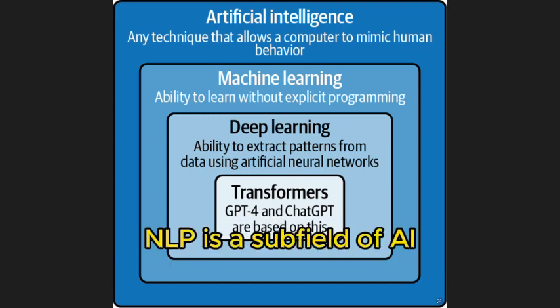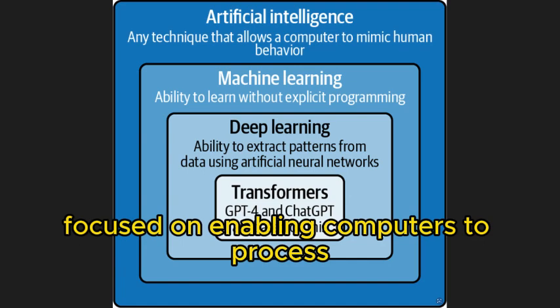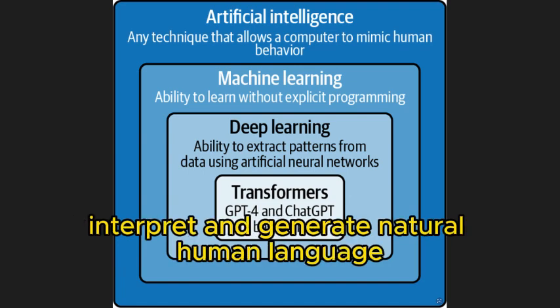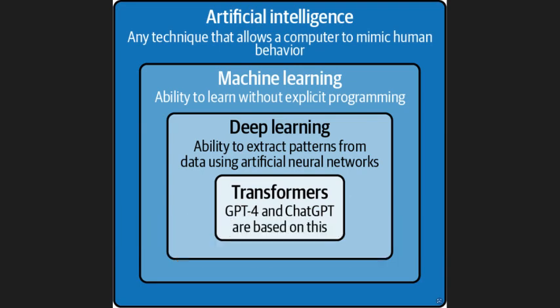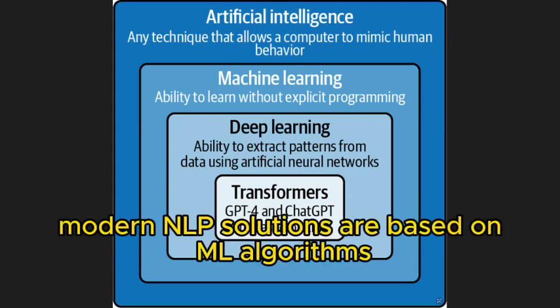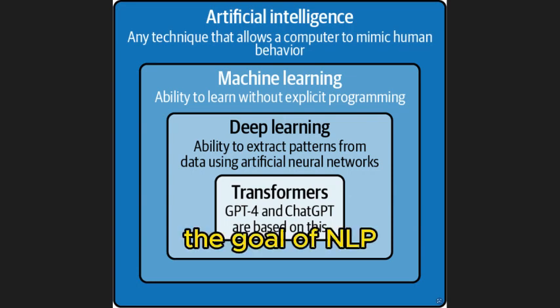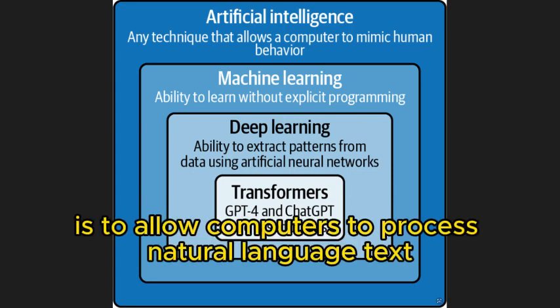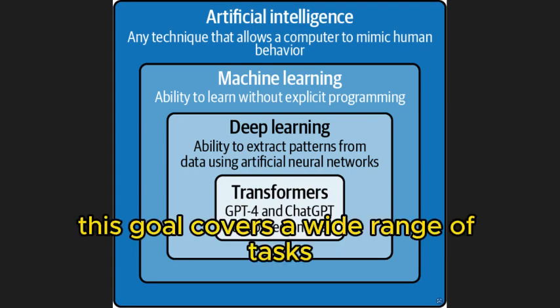NLP is a subfield of AI focused on enabling computers to process, interpret, and generate natural human language. Modern NLP solutions are based on ML algorithms. The goal of NLP is to allow computers to process natural language text. This goal covers a wide range of tasks. Text classification, categorizing input text into predefined groups. This includes, for example, sentiment analysis and topic categorization.